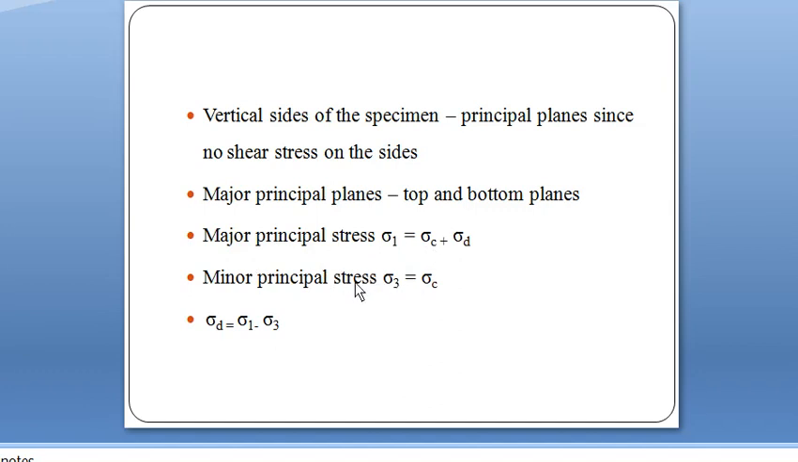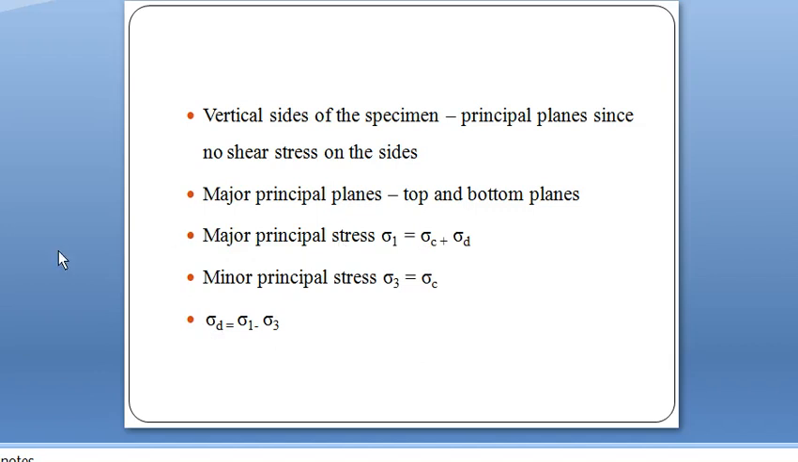Okay, if we know the major principal stress and minor principal stress, that is, we know sigma 1 and sigma 3, then how will you calculate sigma d, that is, the deviator stress? From this equation it is clear that deviator stress sigma d is equal to sigma 1 minus sigma 3. By subtracting sigma 3 from sigma 1, we will get sigma d, that is, deviator stress.